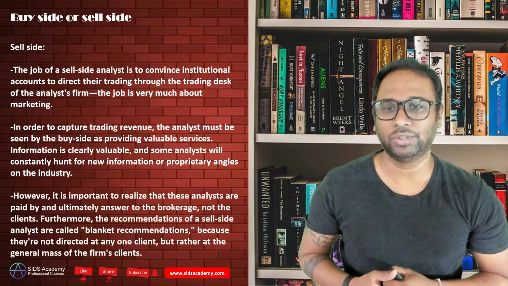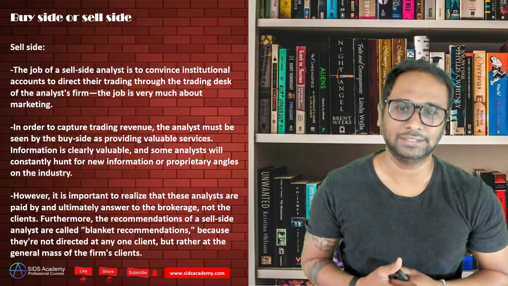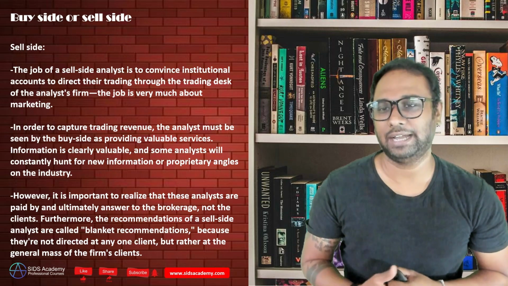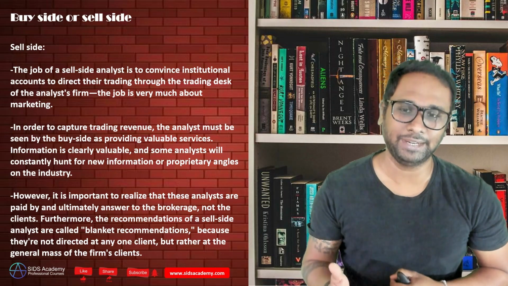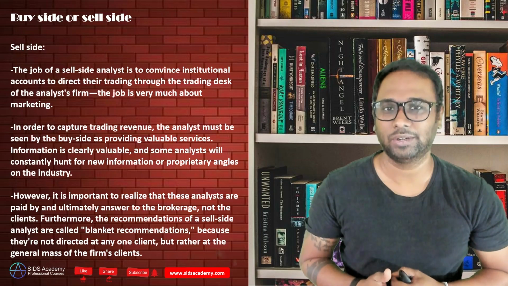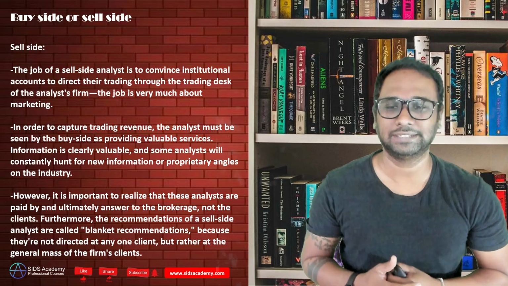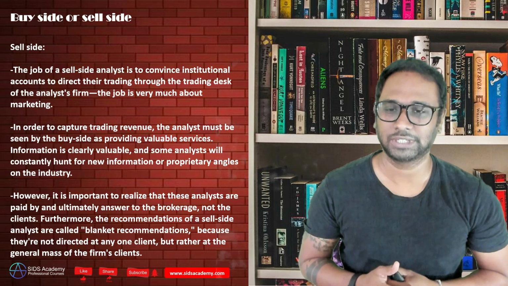However, it is important to realize that these analysts are paid by, and ultimately answerable to, the brokerage and not to the clients. Furthermore, the recommendations of a sales side analyst are called blanket recommendations because they are not directed to any one particular set of clients, unlike the buy side, but rather to the general mass of the firm's clients.